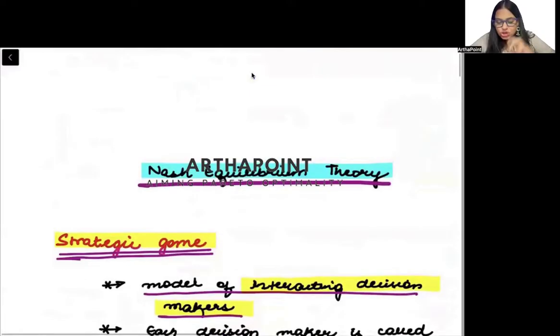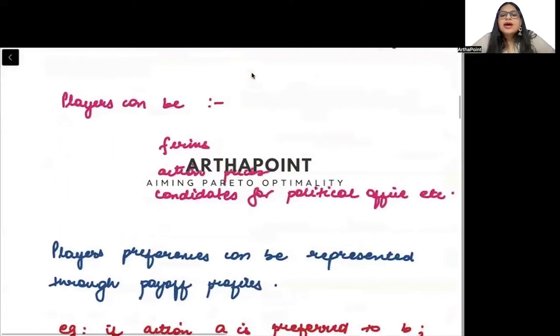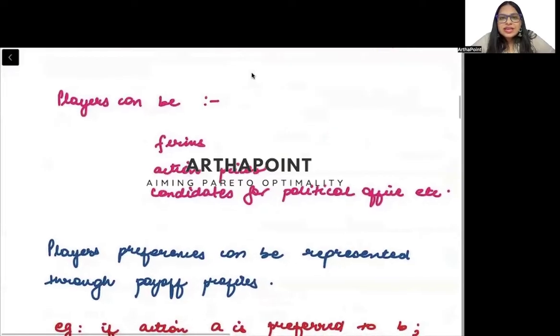तो अभी तक हमने एक strategic game के क्या क्या features पढ़े. What is a strategic game? A strategic game is any game which has players, which has actions, and which has preferences over actions.